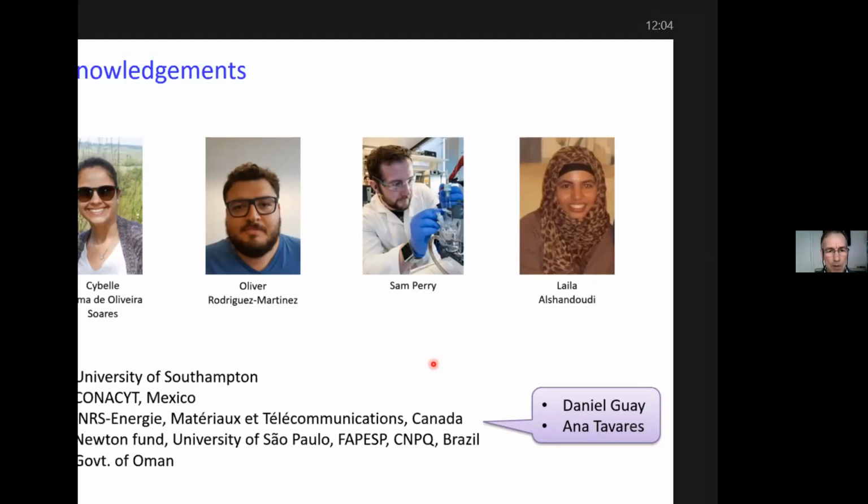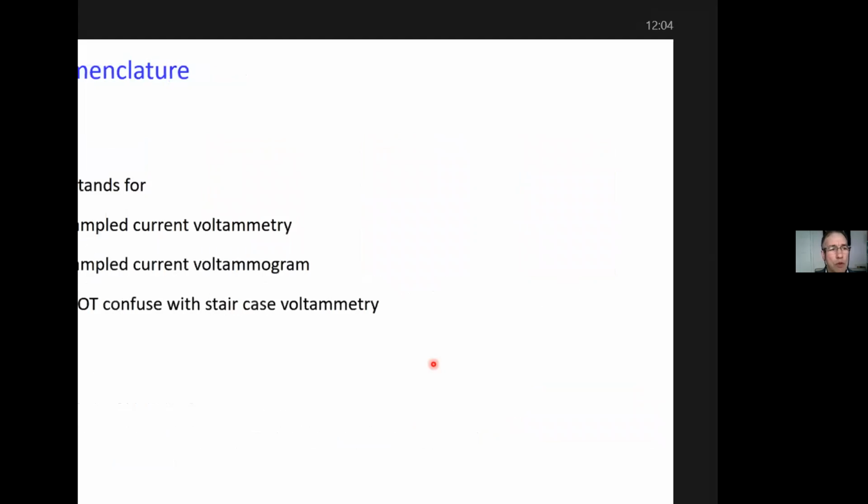So without further ado, I want to get into the topic of sample current voltammetry, but first a little bit of nomenclature. I will be using the concept of SCV, and I want it to mean sample current voltammetry or sample current voltammogram. In the literature, you will see SCV also stands for staircase voltammetry, but this is not what I will be talking about.